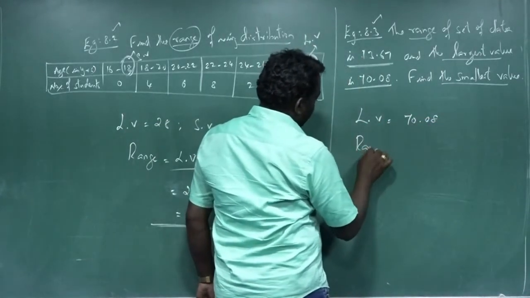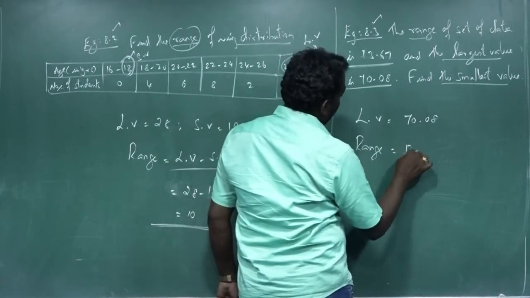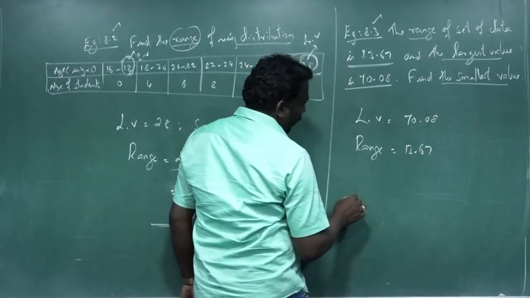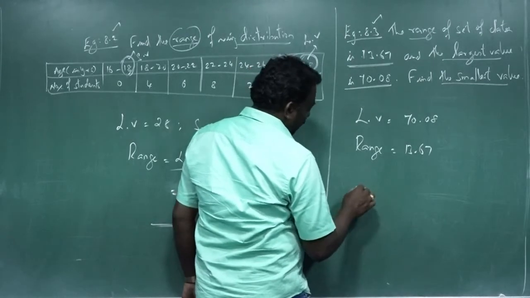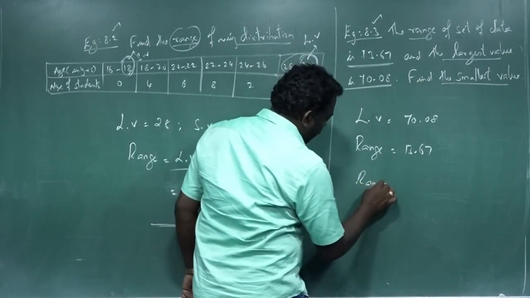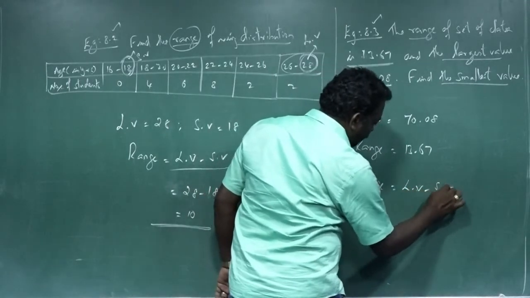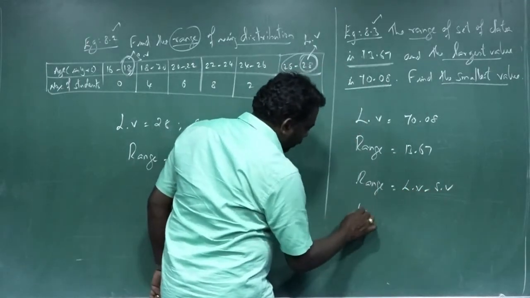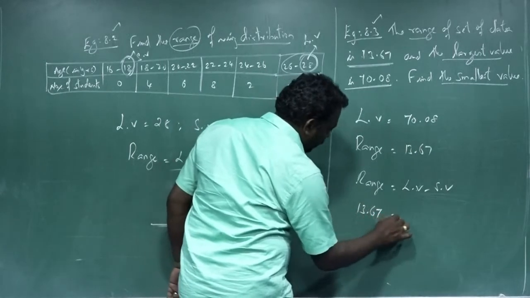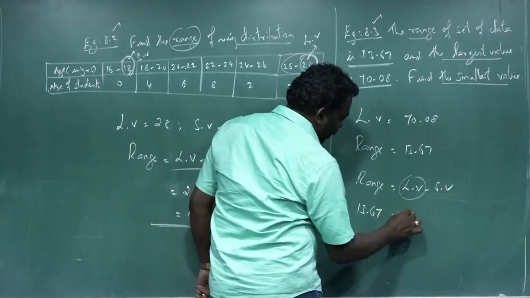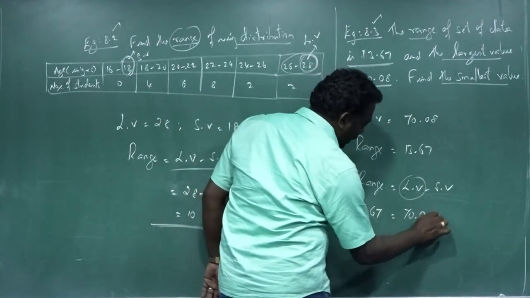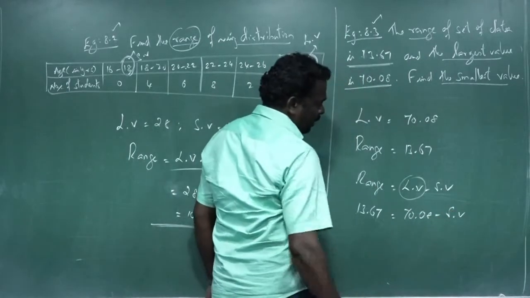Then the range is also given, it is 13.67. We want to find the smallest value. We know the formula for range: range is equal to the largest value minus the smallest value. Now the range is equal to 13.67, and the largest value we know is 70.08. We need to find the smallest value.